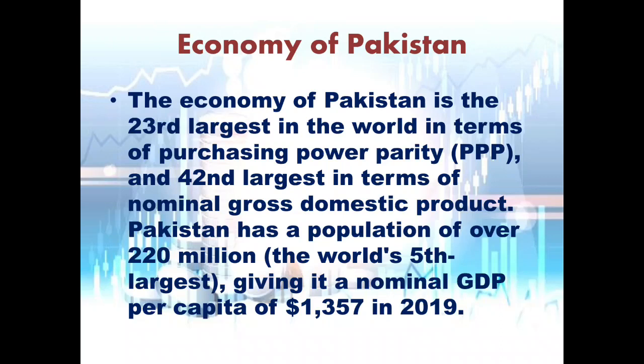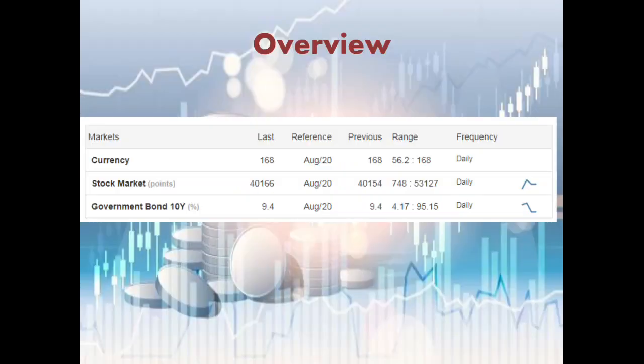Economy of Pakistan. The economy of Pakistan is the 23rd largest in the world in terms of purchasing power parity, PPP, and 42nd largest in terms of nominal gross domestic product. Pakistan has a population of over 220 million, the world's fifth largest, giving it a nominal GDP per capita of $1,357 in 2019. Now this is an overview. You can check the data related to currency, stock market and government bond.